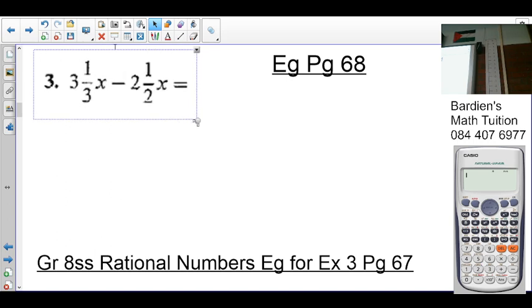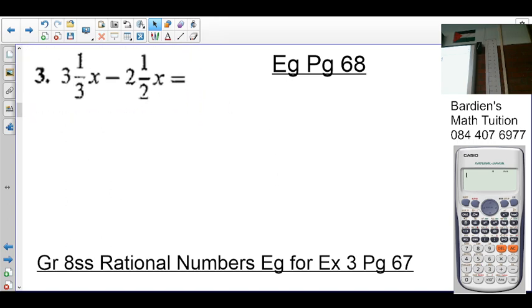Right, number 3. So where do we start? Write it in improper form. So let's multiply and add. So that's going to give us 10 over 3x. The x next to it can be written on top. Not so. So it's minus what?